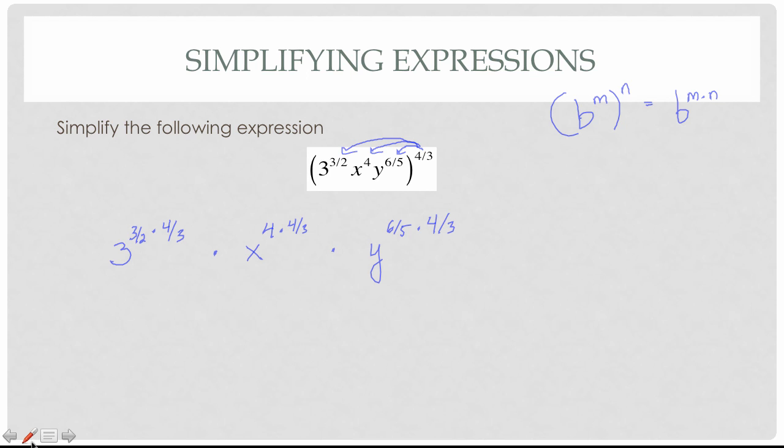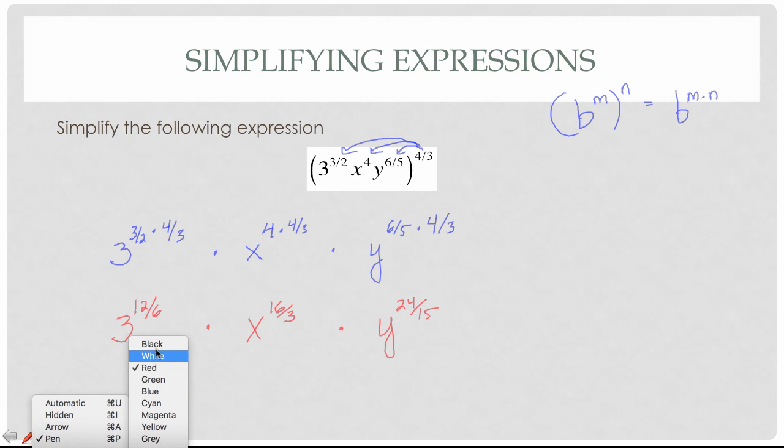And now I gotta be good at multiplying my fractions. So hopefully you remember all your fraction stuff. 3/2 times 4/3, you multiply the numerators, multiply the denominators. That turns into 3 to the 12/6. For x here, now I've got 4 times 4 is 16. That's 4 over 1, so that's just 16/3. Times y, 6 times 4 is 24. And 5 times 3 is 15.